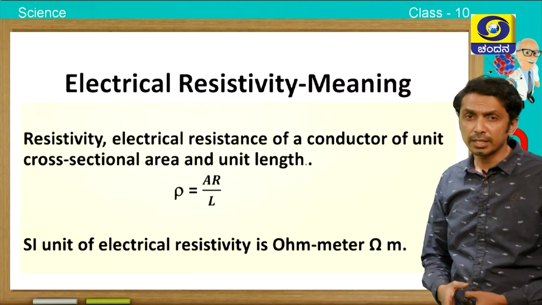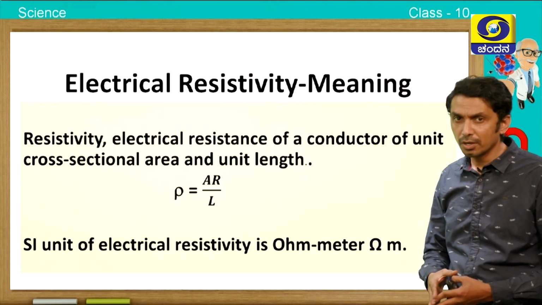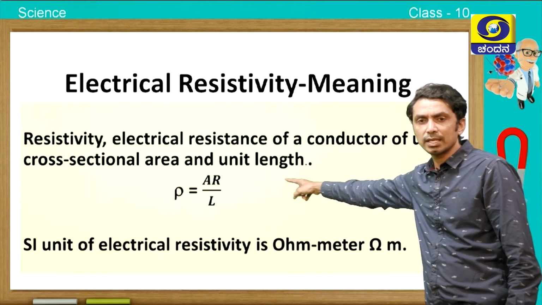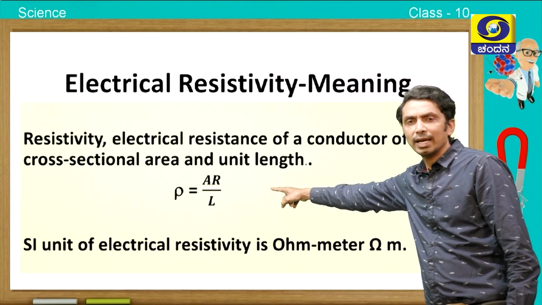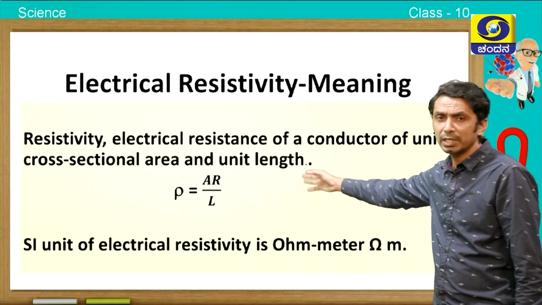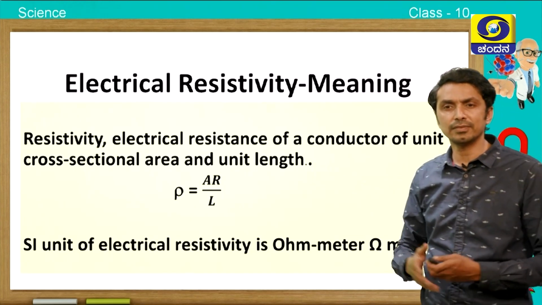And what is the SI unit of electrical resistivity? It is ohm meter. As you can see, resistance, the unit is ohm, and area and length are measured in meters. So we get the unit ohm meter as the SI unit of electrical resistivity.